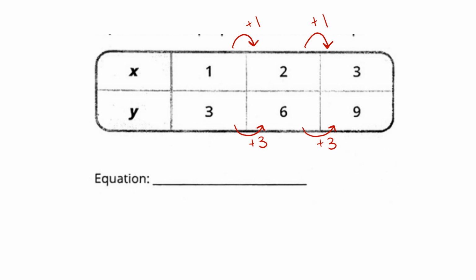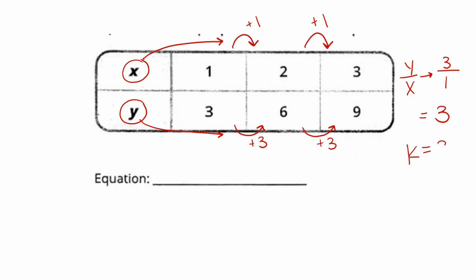When it comes to writing our slope or our rate of change, we write it as a fraction, y over x, just like yesterday. Our y value was going up by positive 3, so that's our top number. Our x value was going up by positive 1, so that's our bottom value, and then we would divide our numbers. 3 divided by 1 is 3. So for this problem, k, our slope, our constant of proportionality, is 3.